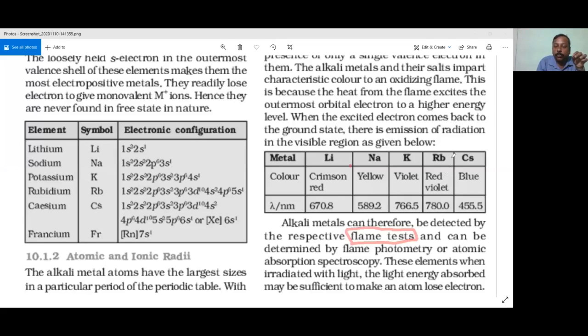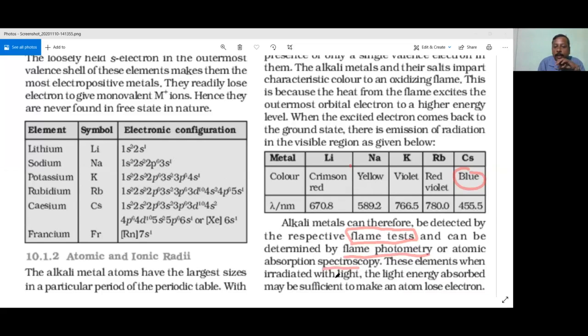For that, first you have to identify the metal ion. So you will introduce it into the oxidizing flame of the Bunsen burner. If it gives a blue color, you will say the positive ion is cesium. Now it is confirmed. Then we will go for the negative ion. These can also be determined by flame photometry. This is what is called flame photometry, or, as I told you, spectroscopy.